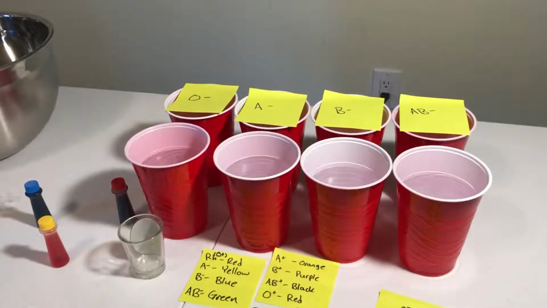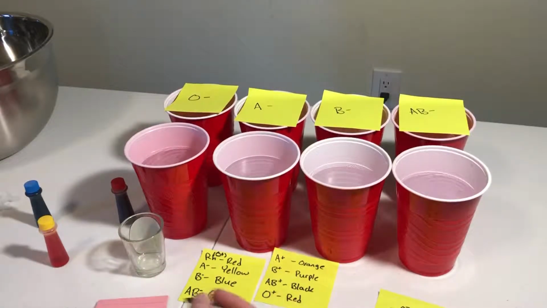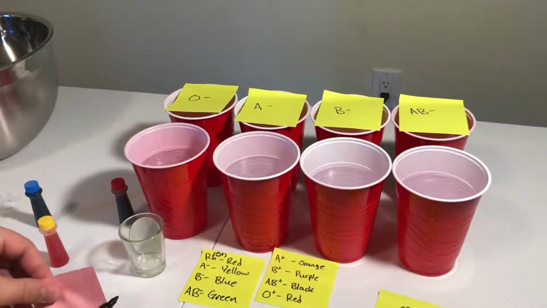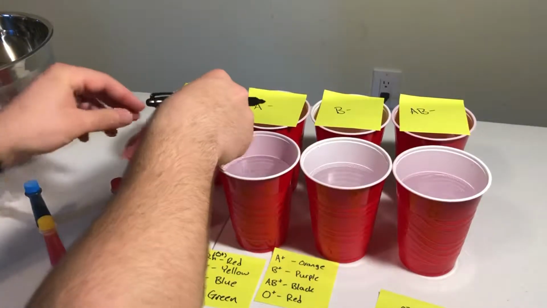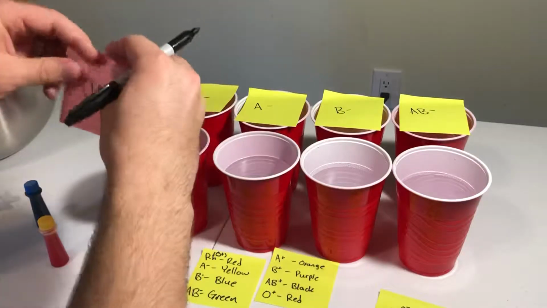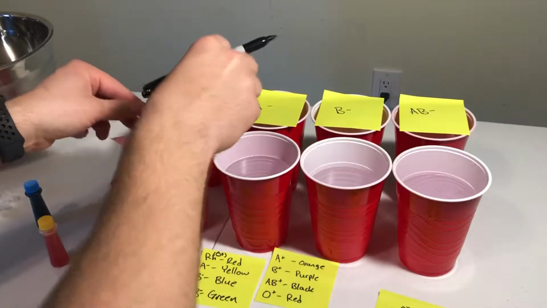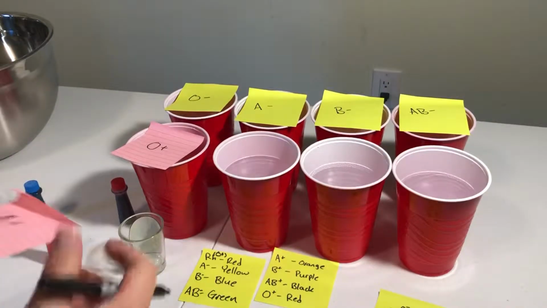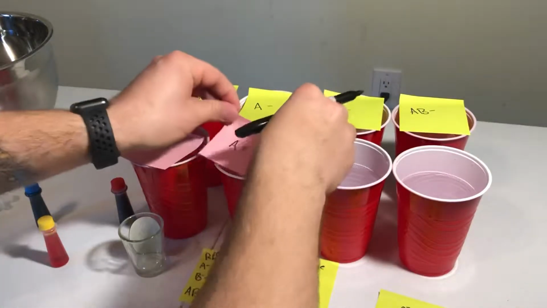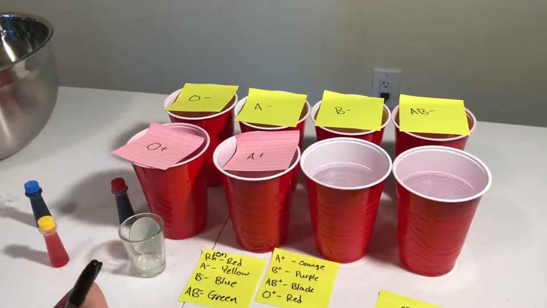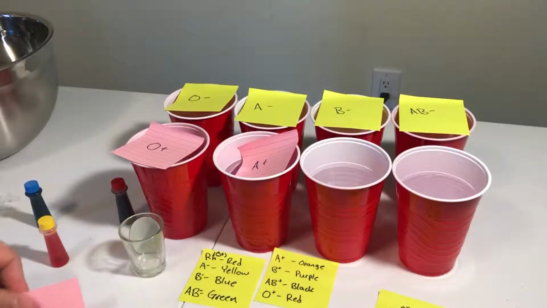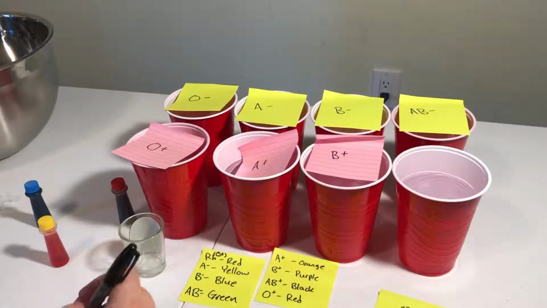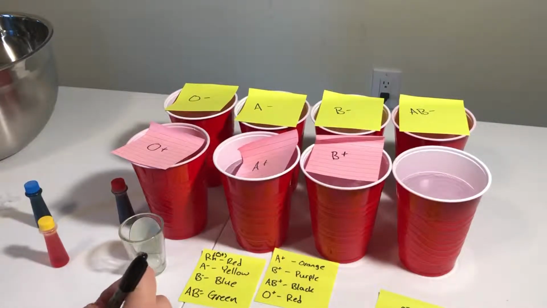Okay, so we're just going to use pink for the sake of this one. So we will have our O positive. Uh-oh, it's not going to like that. Our A positive. B positive. And we'll just let those fall in the water, it doesn't matter. And our AB positive.